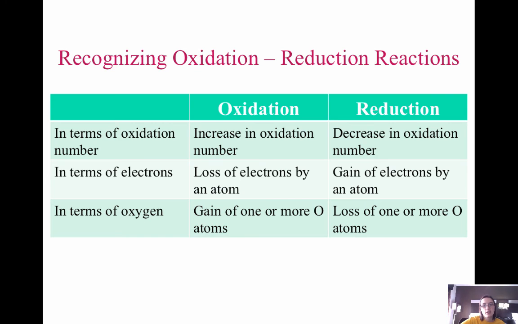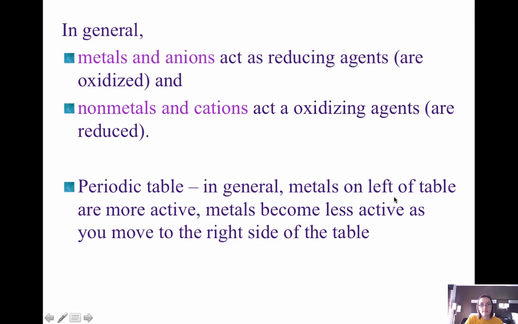So in terms of oxidation number, oxidation reactions increase in the number, reduction decreases in the number. In terms of electrons, that's where you want to remember OIL RIG or LEO the lion says GER. Oxidation is when you lose electrons, reduction is when you gain electrons. And then in terms of oxygen, this is actually where the term oxidation comes from, because oxidation is when you actually gain oxygen atoms, reduction is when you lose oxygen atoms. So this is just a table that summarizes these oxidation-reduction reactions for you.